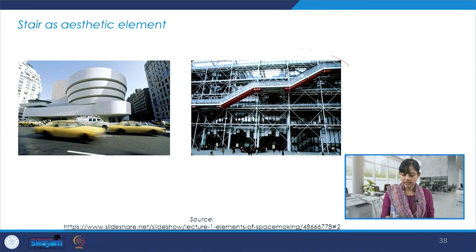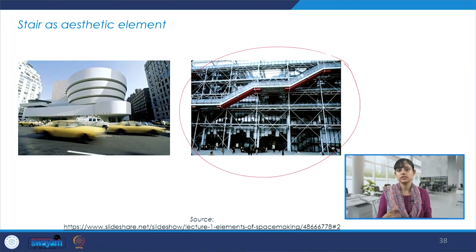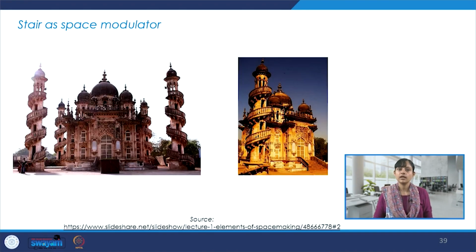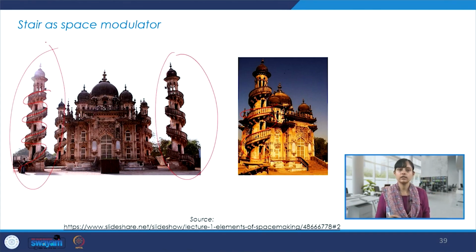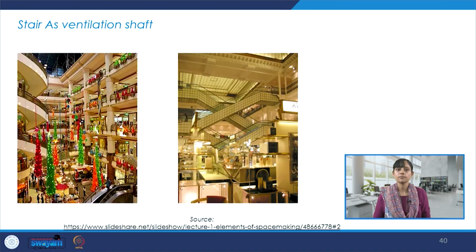Something which becomes like an aesthetic element or part of an industrial design vocabulary, even that is possible. So this is Centre Pompidou. And again, as a space modulator that we have been talking about, or a facade modulator, here also, a spiraling steps or staircase, along this minaret or these towers or turrets. So that gives a very interesting modulation to the entire space and the surface.